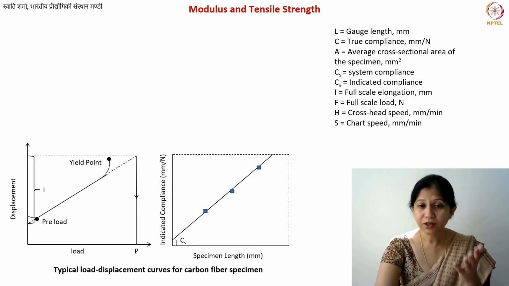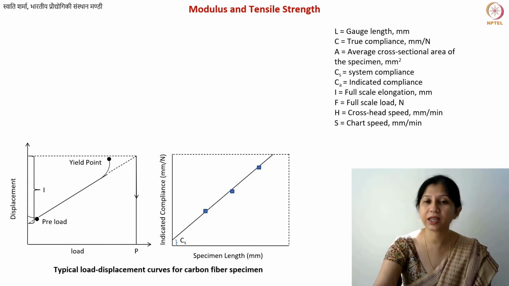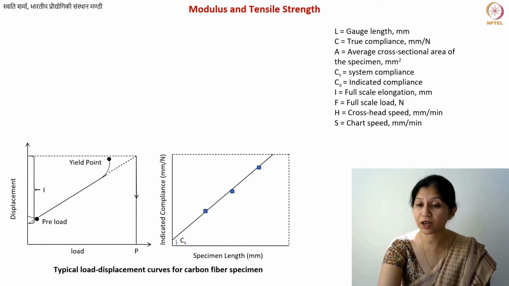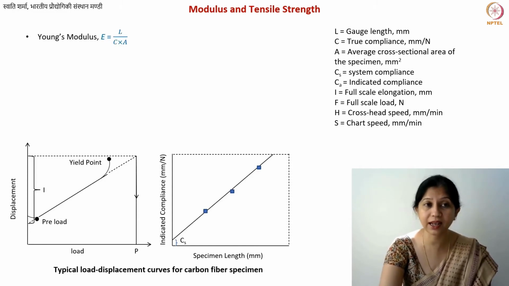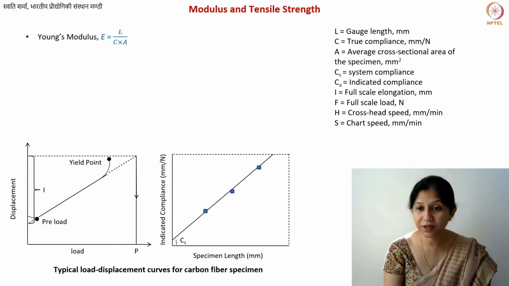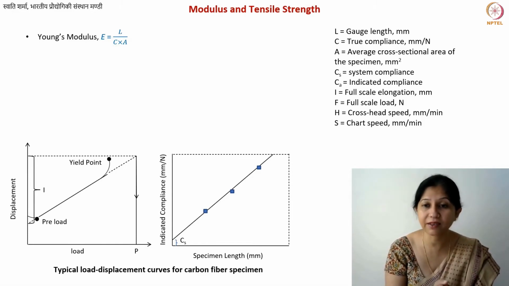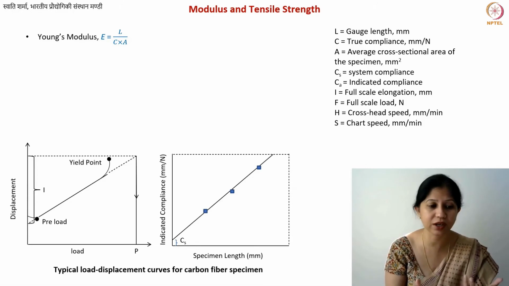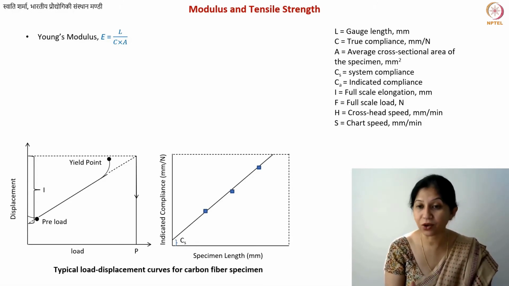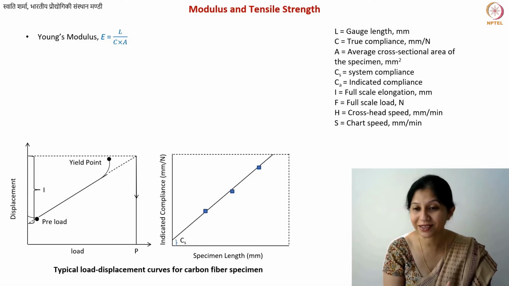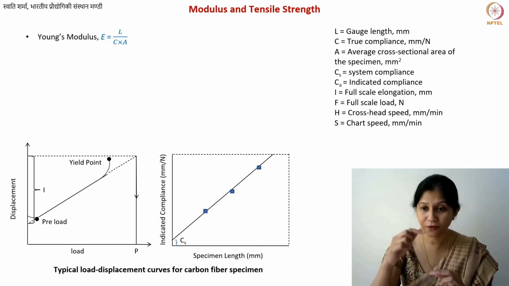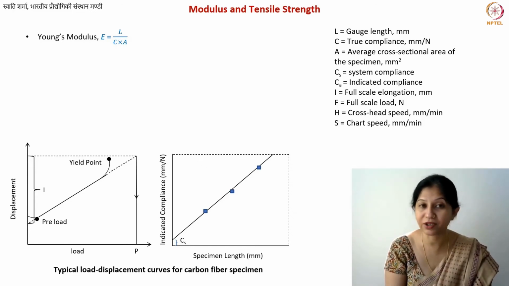So these are the kind of curves that you will get from your machine, and here I have mentioned a few terms that I will be using to show you how you calculate Young's modulus from these curves. Your Young's modulus is L divided by C into A. A is the area of your specimen. Make sure that it is in millimeters square. Actually, make sure that all the units are consistent, as units are always a problem when we do these kinds of calculations. A is your area and L is the length of your fiber that is being measured. You can call it the gauge length.